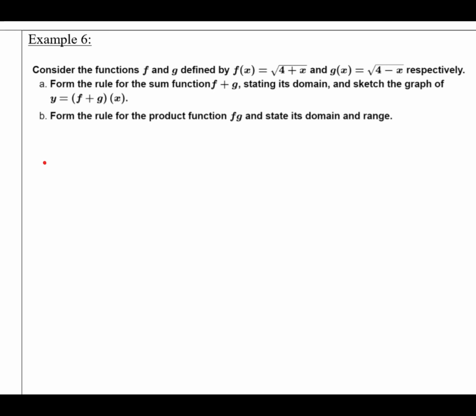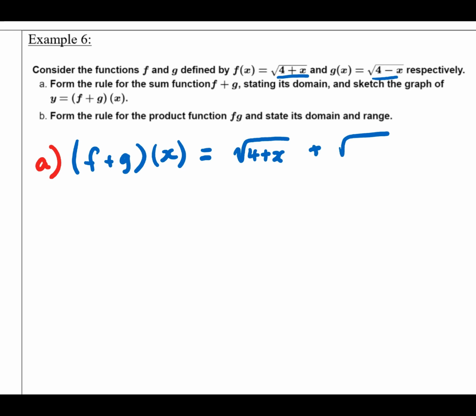Okay, looking at part A, we're asked to form the rule for f plus g, state the domain, and sketch the graph. So it's a really complete question here. Well, let's start by forming the rule. Remember that f plus g of x is just going to be that function plus that function. So it's the square root of 4 plus x plus the square root of 4 minus x. So there's our first mark, quite easily gotten.